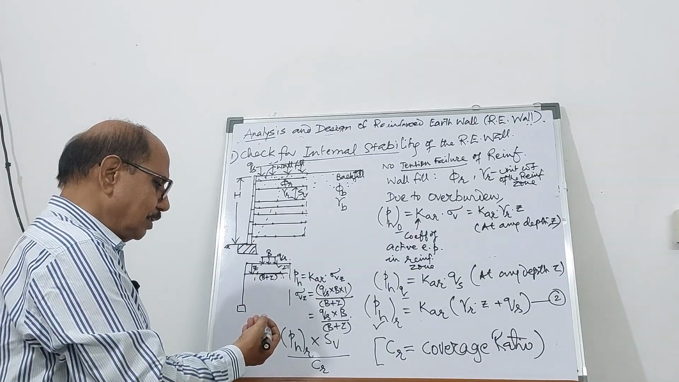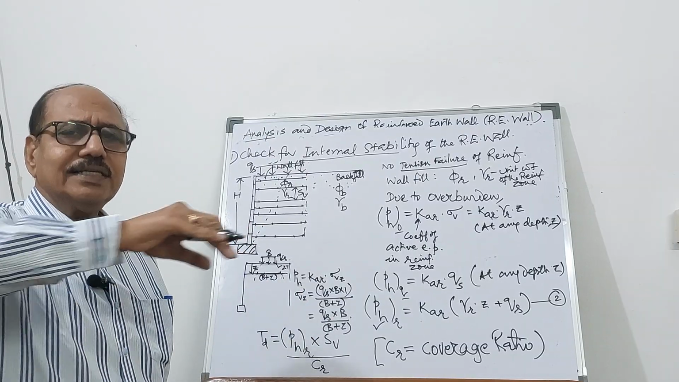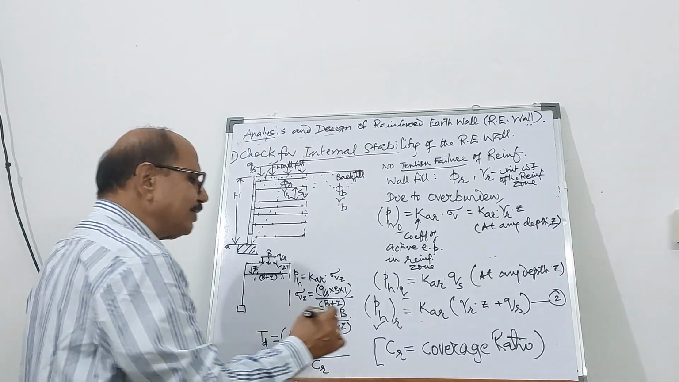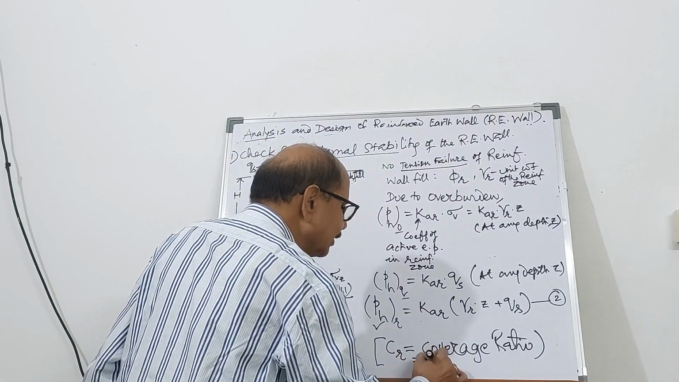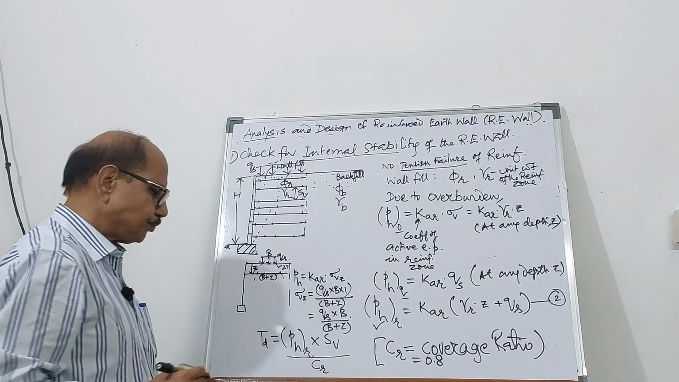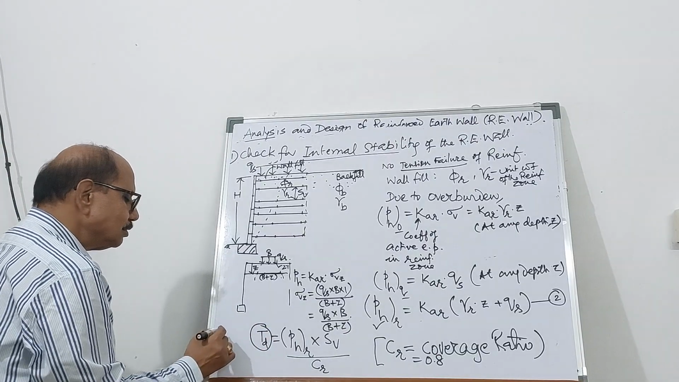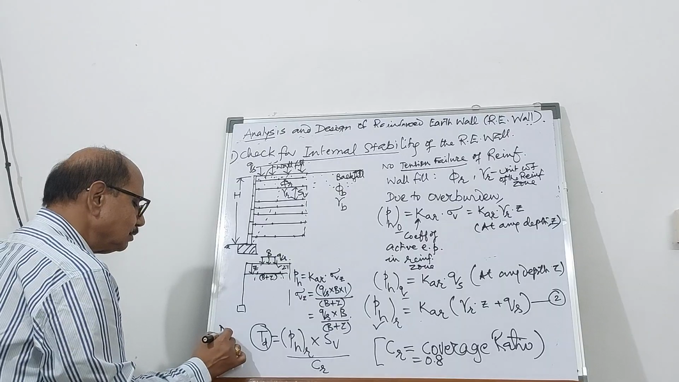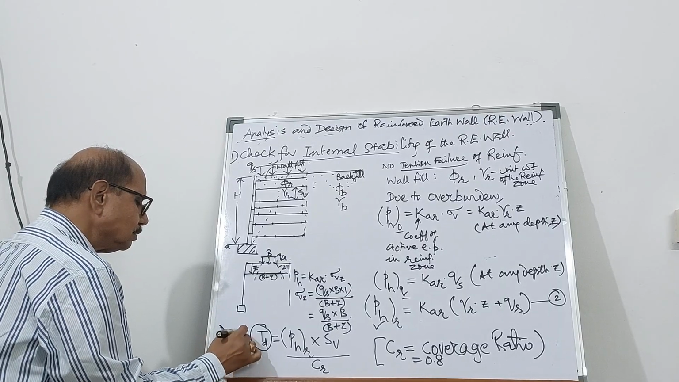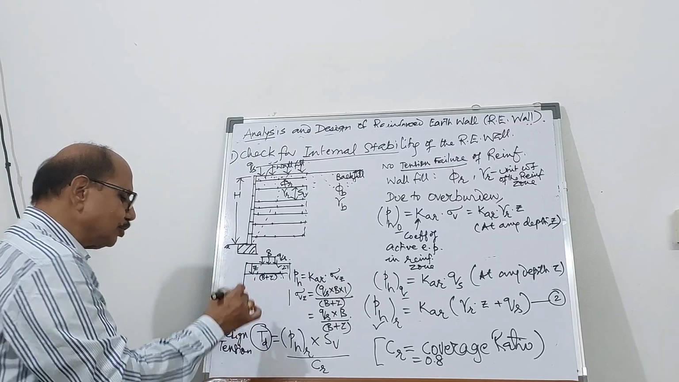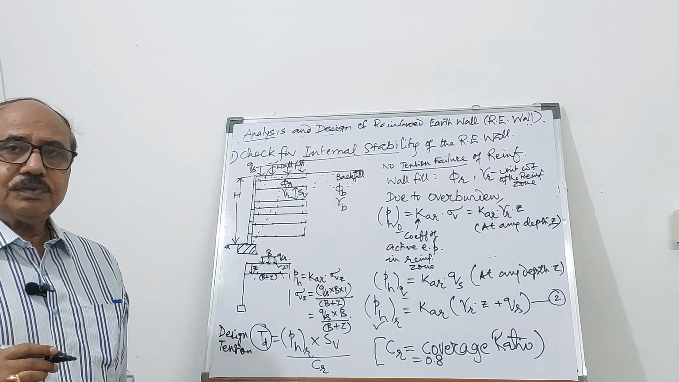But in geogrid, because the whole area is covered, but there are apertures, the coverage ratio is normally 0.8. So this is called the design tension, the tension that is going to develop.